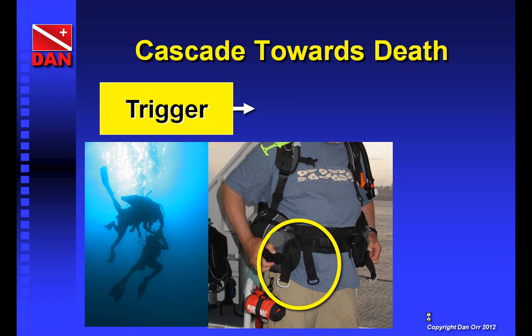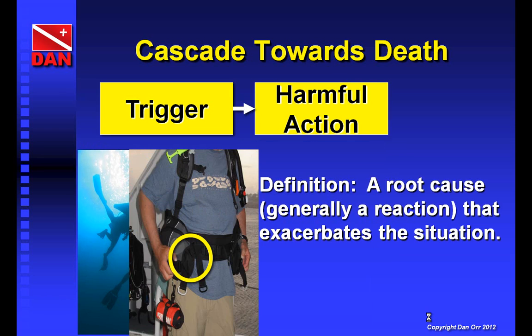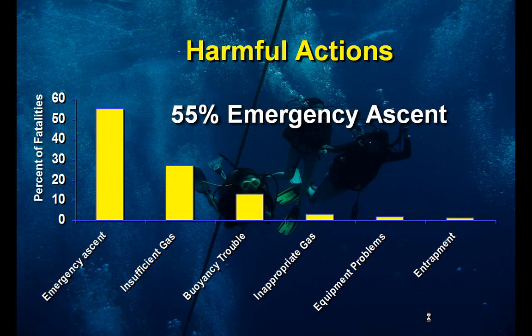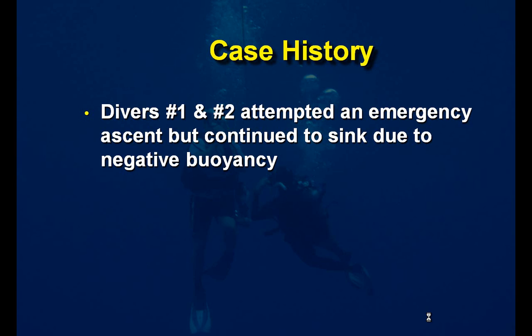Now, going on, here we have the next step, which is harmful action. Definition of root cause: generally a reaction rather than a planned and practiced action, which they should be, that exacerbates the situation or certainly makes it a lot worse. So the data says 55% emergency ascent or escaped to the surface. This isn't necessarily a planned, practiced emergency ascent process, but people will escape to the surface because they know there's air there. They hope, anyway, that they'll be safe once they reach the surface. So going on with this case history, divers number 1 and 2 attempted an emergency ascent but continued to sink because they couldn't do anything about the weights in the BCD, or about putting air in the other's buoyancy compensator.